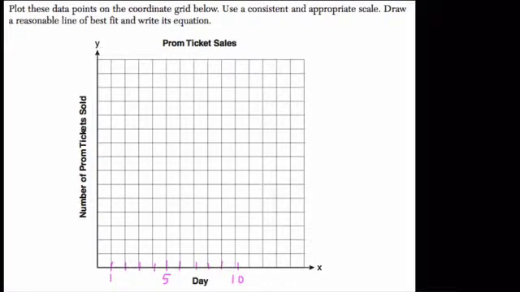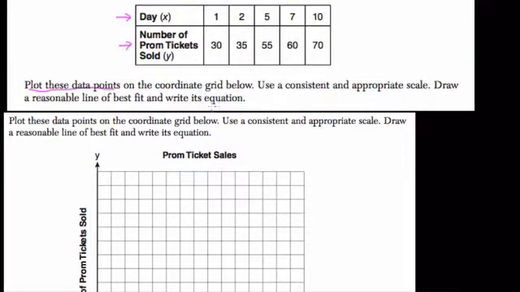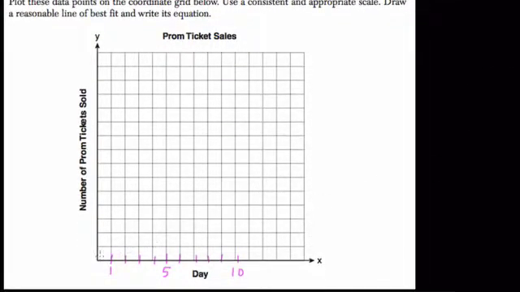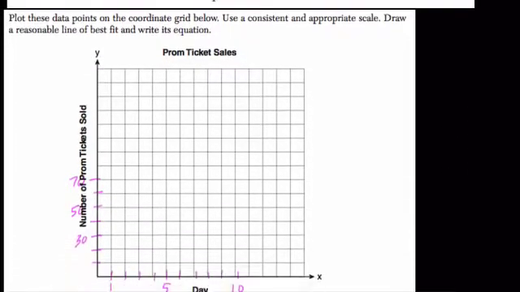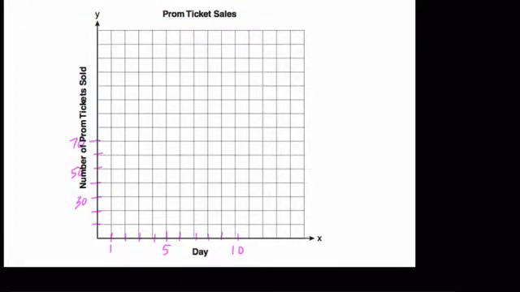And the number of prom tickets, let's check that. Our range there goes up to 70 and as low as 30. So I'm going to go up by 10s here. So we go up 10, 20, 30, and keep going by that increment. 40, 50, 60, 70, and I forget what I said already. How high did it go? Up to 70. Okay, so let's plot these points.